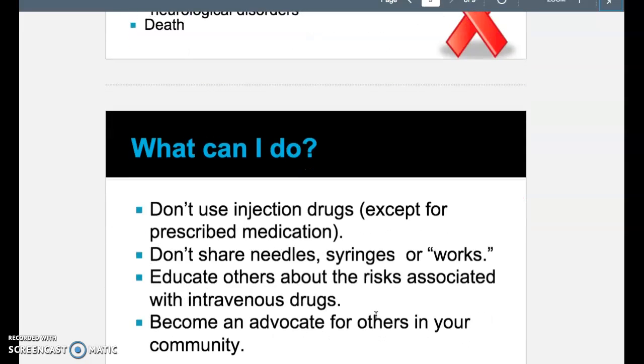So what can you do to avoid all these diseases? Simply don't use injection drugs except when they are prescribed as a medication to you, and only use those needles once. Like I said, when people have to inject themselves with insulin, that is an approved medical need, and it is safe to do. You're not putting yourself at risk because only you are using those needles.